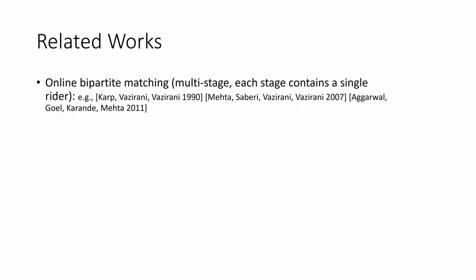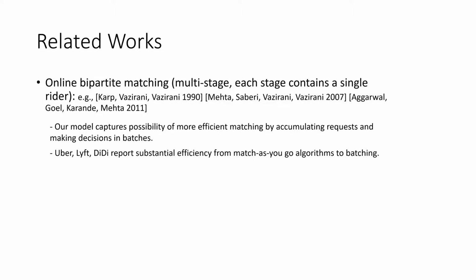This work is closely related to the online bipartite matching literature, where people consider multiple stages instead of just two stages. However, each stage only considers a single rider. And as we mentioned at the beginning of this talk, compared to this classic model, our new model captures the new paradigm where the ride-hailing platform accumulates trip requests and makes decisions in batches. It has been reported that in practice, there is a significant efficiency improvement by doing so.